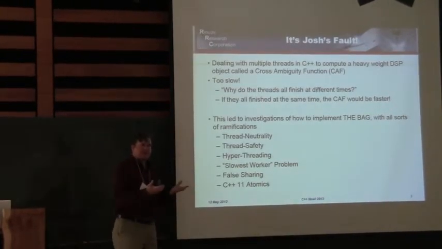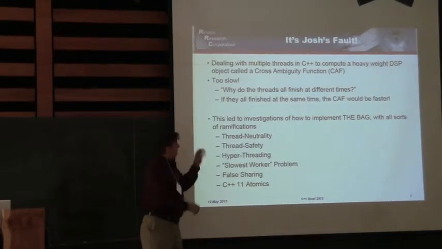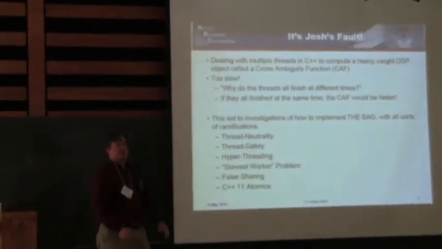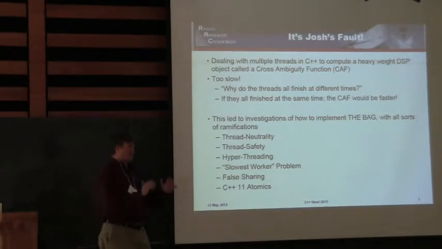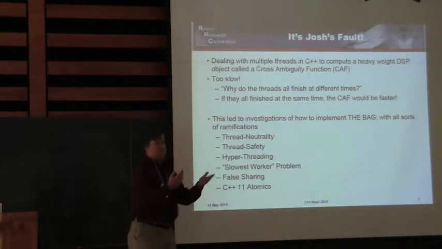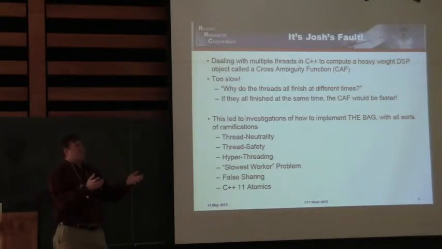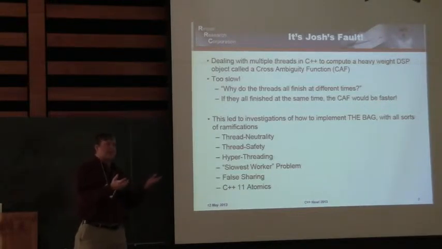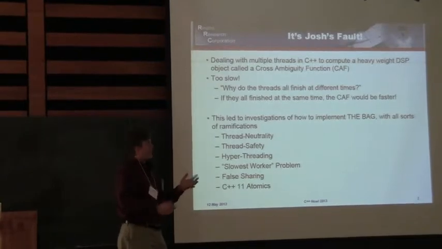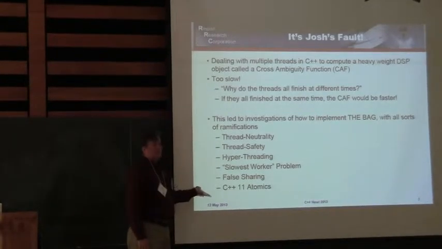It seemed like all the threads should be finishing at the same time. And if they did finish all at the same time, the CAF would be significantly faster. In our case, it probably would have been about 5 minutes faster. So from 20 minutes to a 15-minute runtime to compute this giant thing. And so because of this, I'm like, we need to fix this because you know Josh is going to be doing these CAFs all the time. So let's figure out a way to do that. And that's what sort of started all of this.